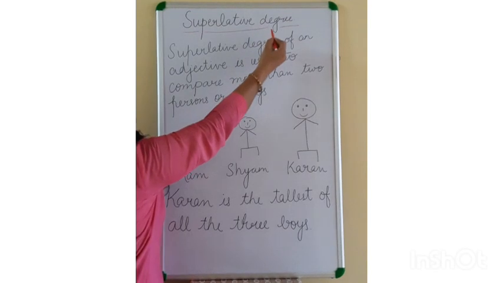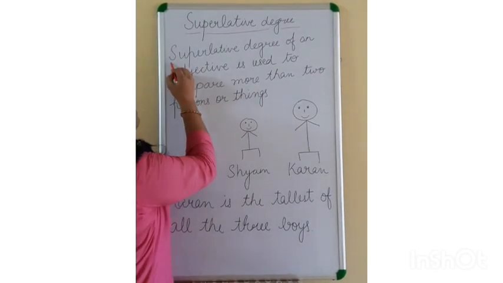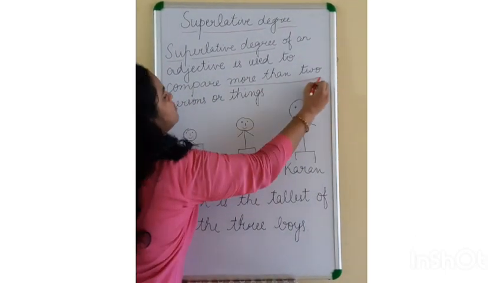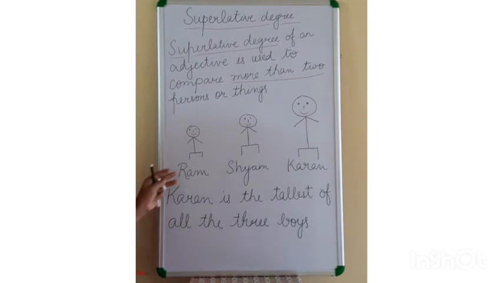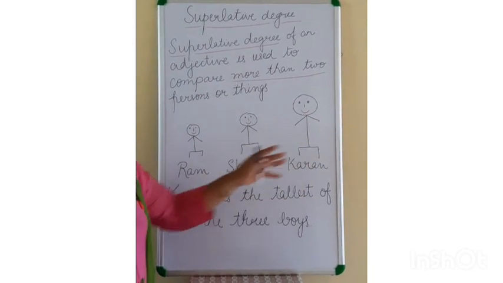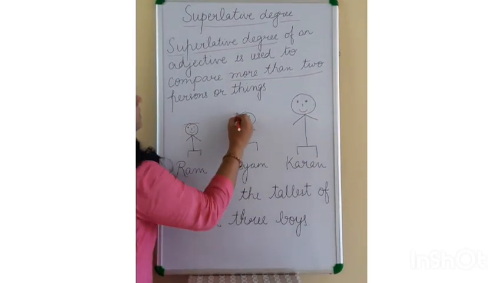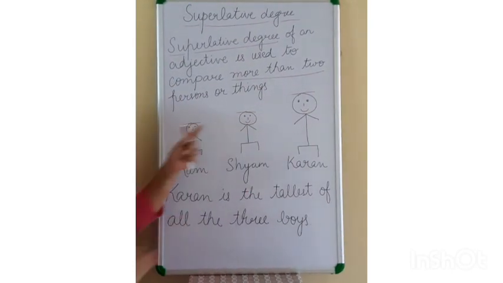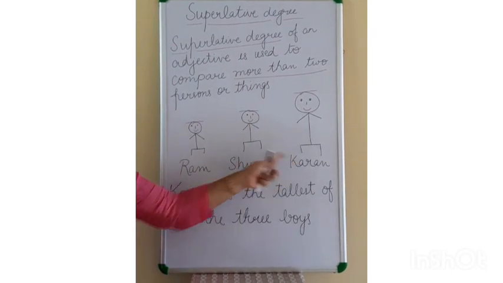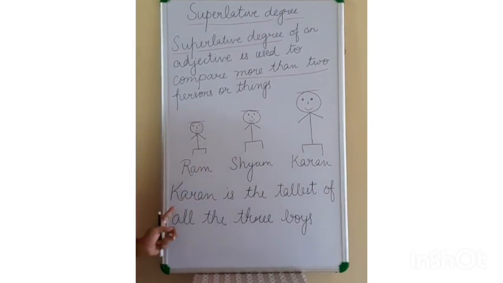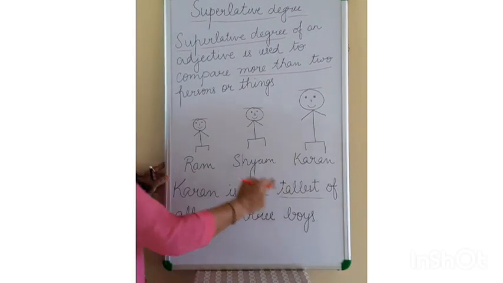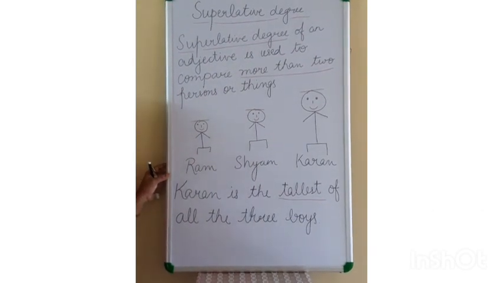Now we'll talk about superlative degree of an adjective. Superlative degree of an adjective is used to compare more than two persons or things. Now I have drawn three boys over here. This is Ram, Shyam, and this is Karan. As you can see, who is the tallest? Karan is the tallest of all the three boys, because we are comparing Karan with the other two boys. So we'll say Karan is the tallest of all the three boys. So tallest is the superlative degree of an adjective.